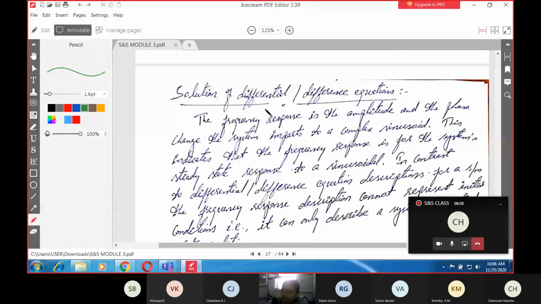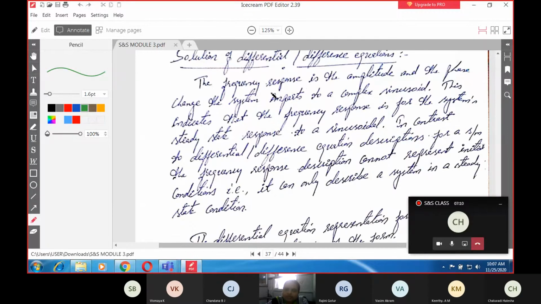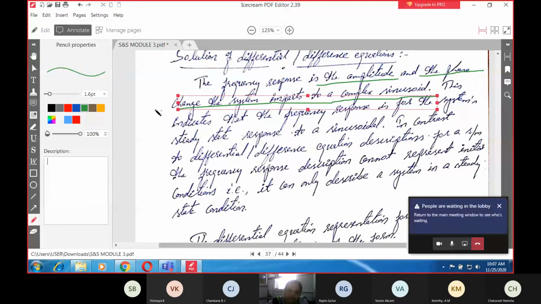And also in the second module, we learnt what we mean by a differential equation and what we mean by a difference equation, or what equations we use when we solve problems on a signal. Okay, here the frequency response is the amplitude and the phase change the system imparts to a complex sinusoid, the amplitude and phase of the signal it consists of. That is the frequency response.